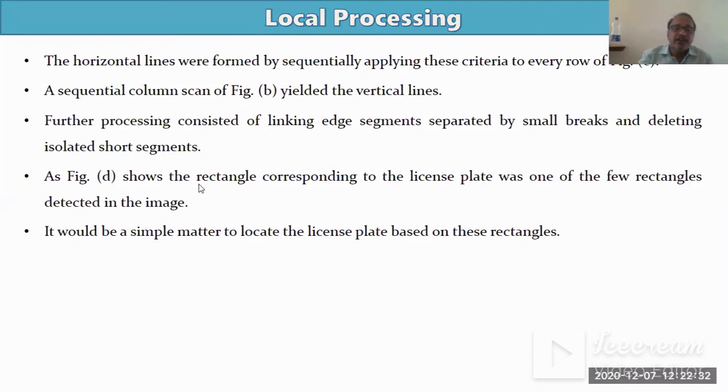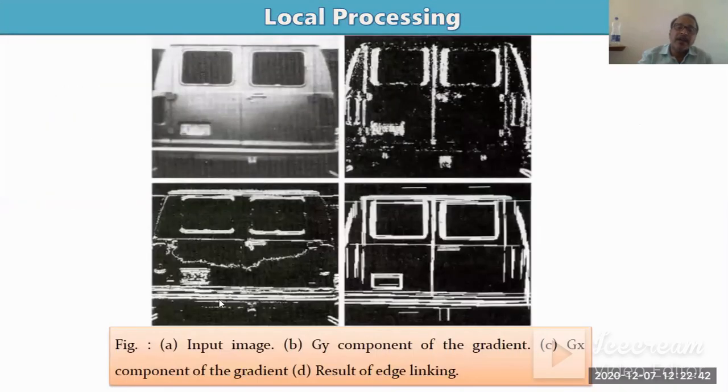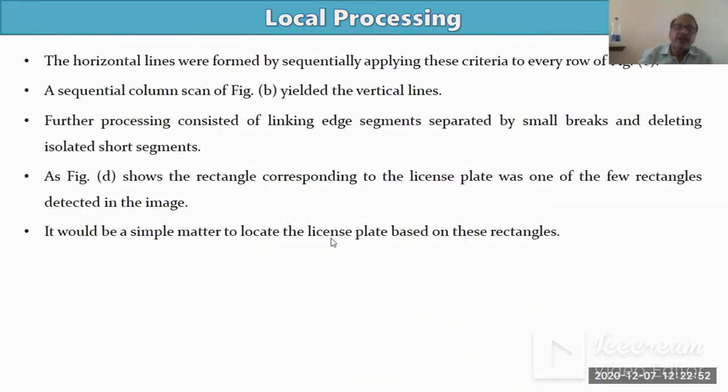Okay, so figure D shows the rectangle corresponding to the license plate, one of the few rectangles detected in the image. So our aim of this program is to identify the license plate. So in this image, see these two also rectangles are detected. So we can identify the correct rectangle and then we can use it. So it will be a simple matter to locate the license plate based on this rectangle.